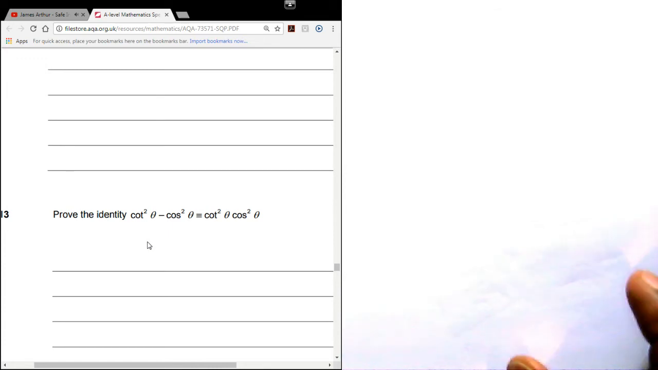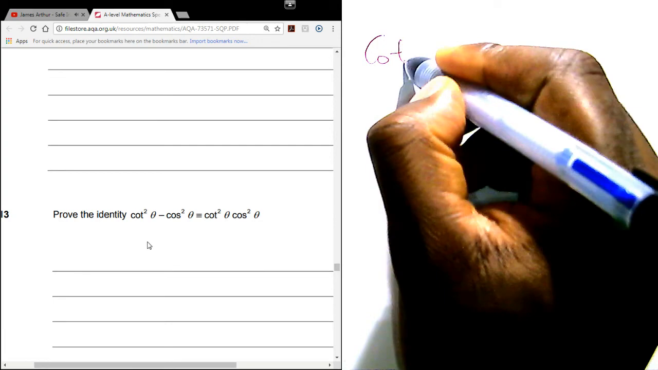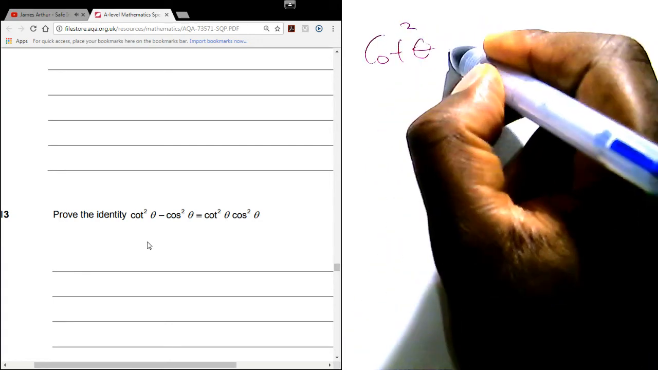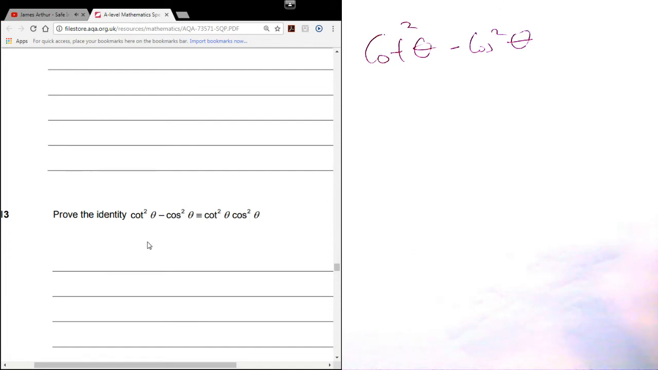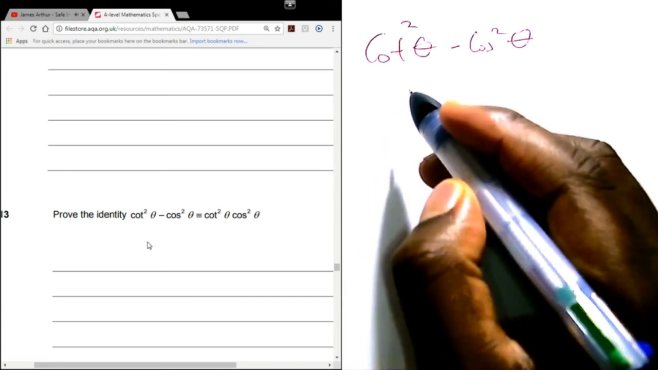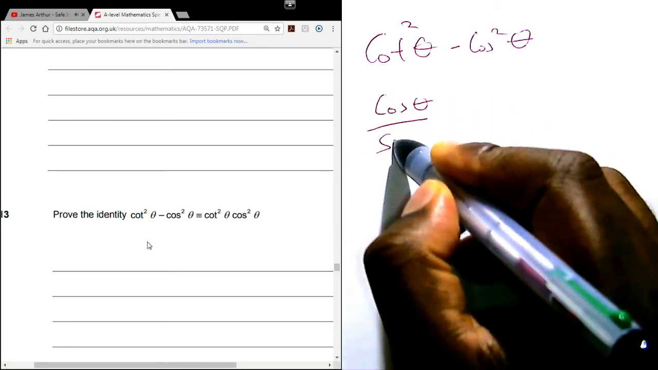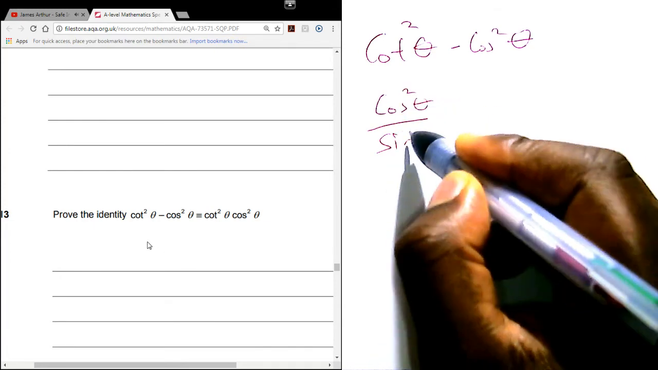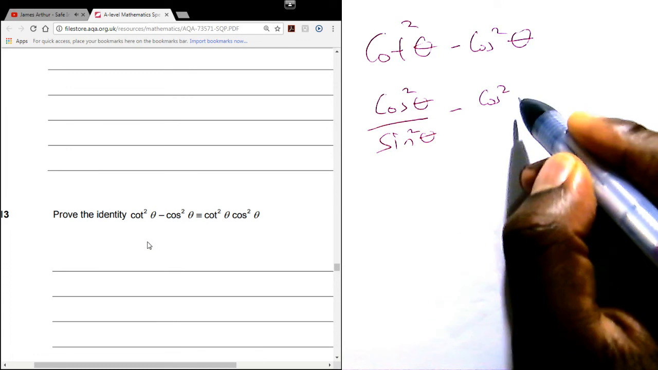It looks like one of those ones you can just break and make. So it says cot squared theta minus cos squared theta. It wants us to prove that this becomes cot squared theta times cos squared theta. Usually you need to break it to make it. So break it to make it. I'm going to break my cot into what I know it to be, which is cos over sine. But because it's squared, it's the squared of each of them, minus cos squared theta.